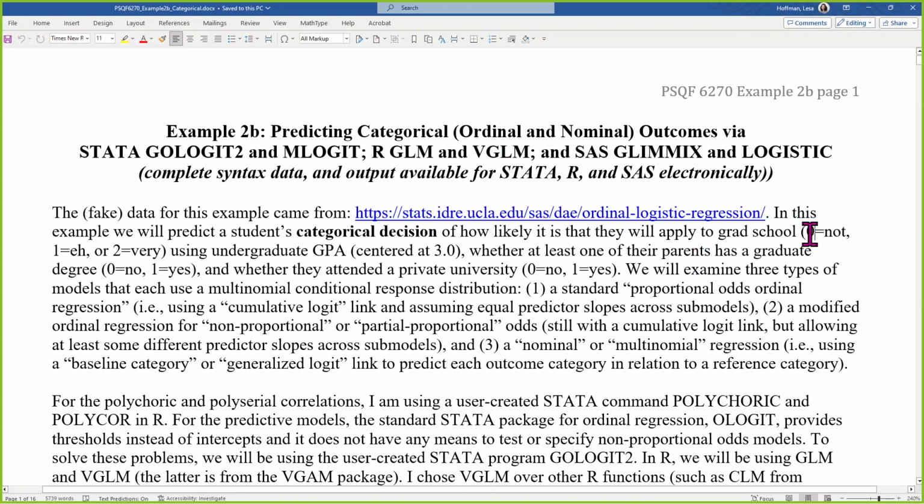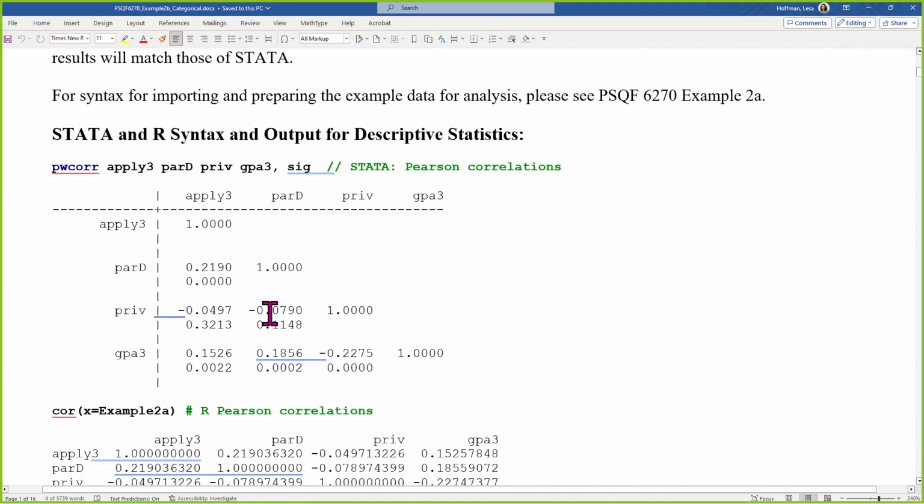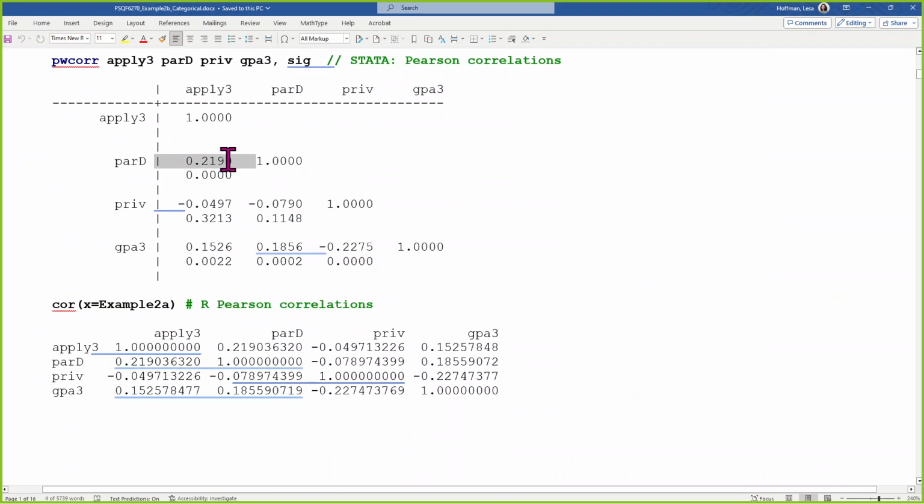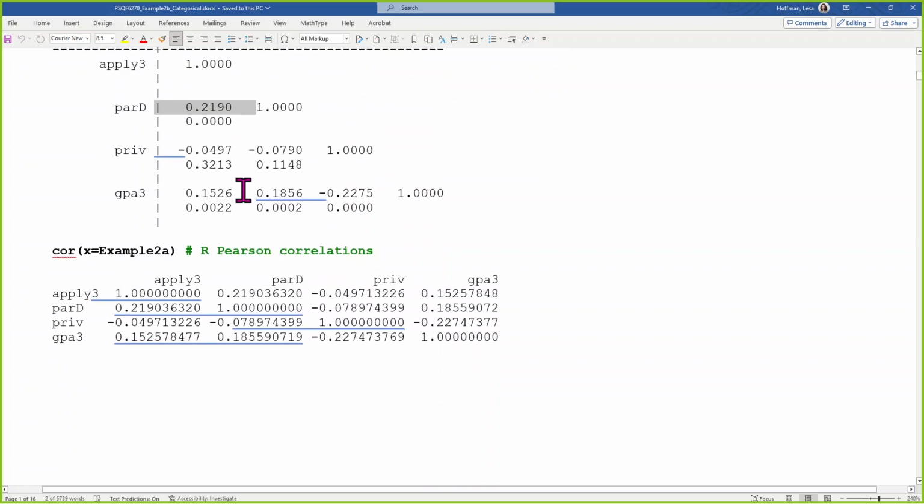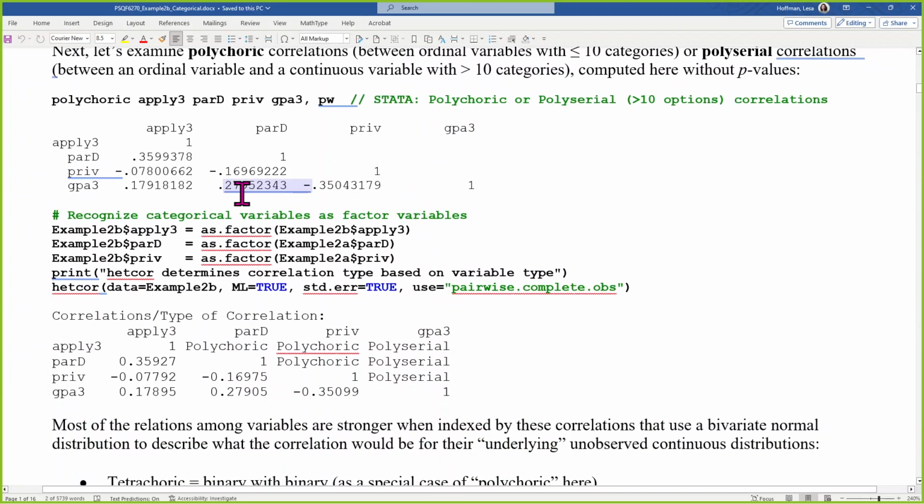Are these really numbers? They're not. So does this really make sense? People do it all the time though. So the correlation between, say, parent degree and their likelihood of applying, measured in 3 steps instead of 2, is 0.21 according to Pearson, 0.36 according to Polychoric.